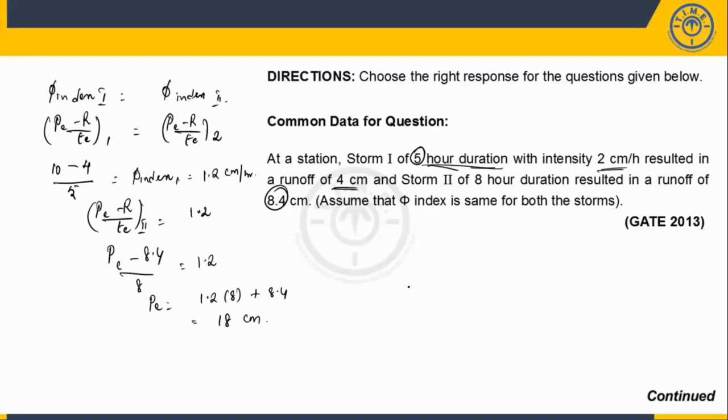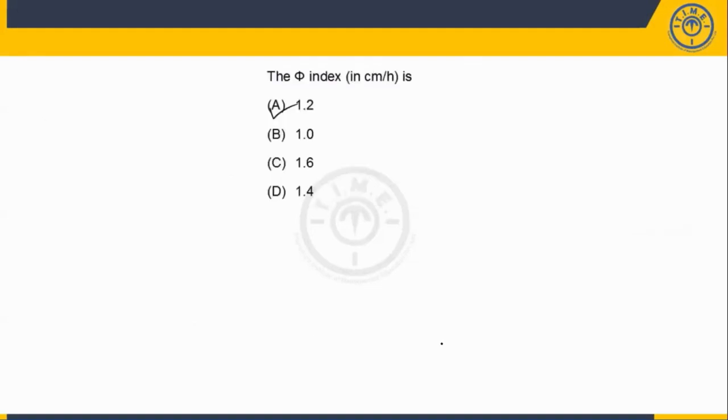But I want the intensity, not the rainfall. Intensity is equal to rainfall by time. 18 by time is how much? 8 hours. How much is it then? 2.25 centimeter per hour. Good. The answer is option D.